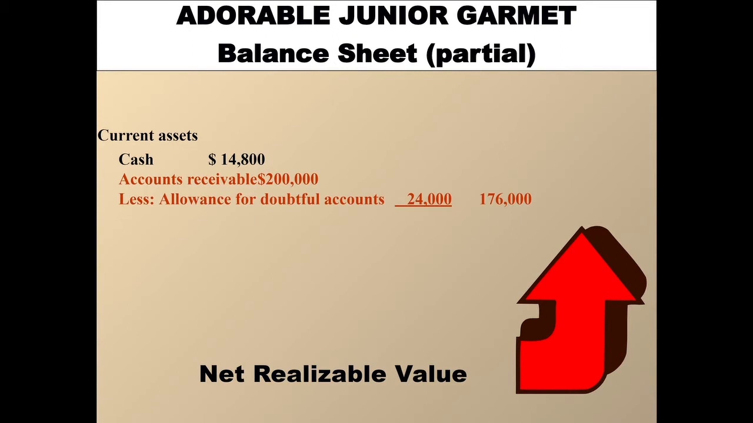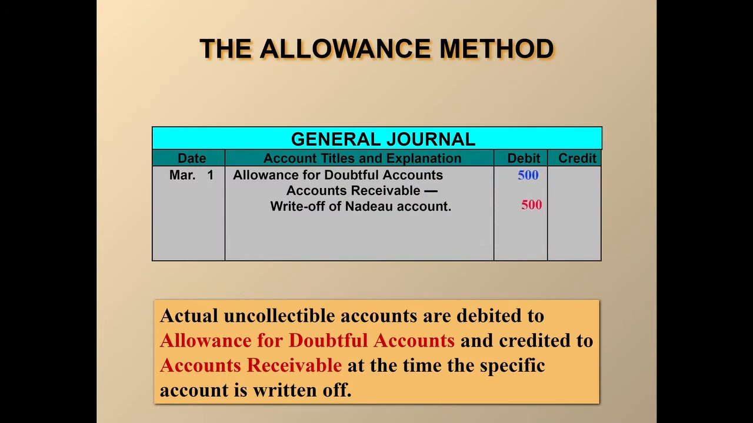So I'm going to skip forward here as they have. So there's the example of allowance for doubtful accounts. This is where they already have the allowance for doubtful accounts, so they've already said 2% is not going to be collected. This is a particular person, so this Nadeau is not going to pay his account.